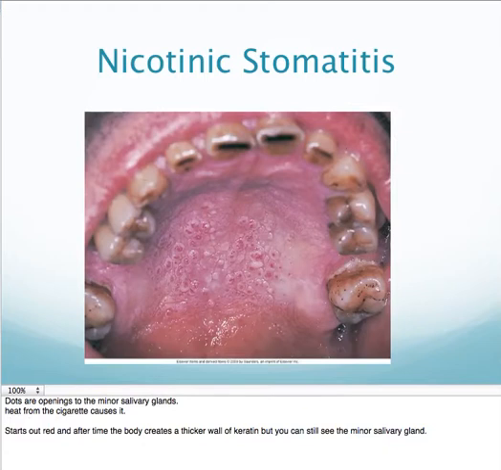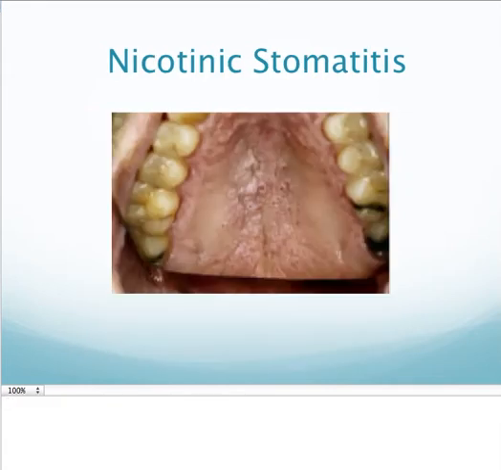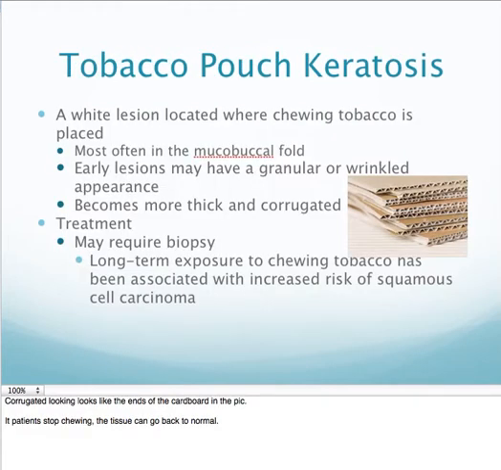So here's an example. Again, you can see the dots are openings of the salivary glands, and this is where the heat rises up onto the palate from cigarettes. It starts out red, and over time the body creates thicker walls of keratin over the salivary gland openings, which is why it starts to turn into white circles with the red dots in the middle. There's another picture right there.